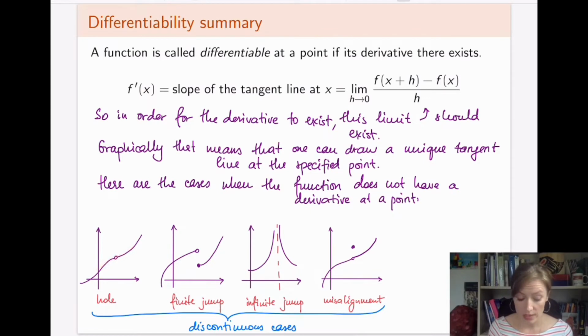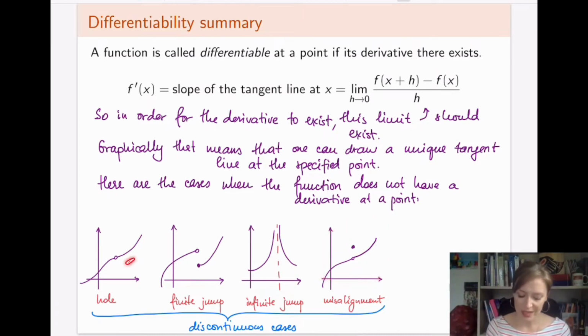I cannot draw a tangent line at a hole because there's nowhere to attach the line to. I cannot draw a tangent line at a jump because I don't know which side to draw the tangent line from. Should I be following the shape of this or this? If I cannot draw a unique one, I will not be able to deterministically compute the slope. I also cannot draw a tangent line at the asymptote. As the function gets closer and closer, this point is not even defined, so there's nowhere for me to attach the tangent line to.